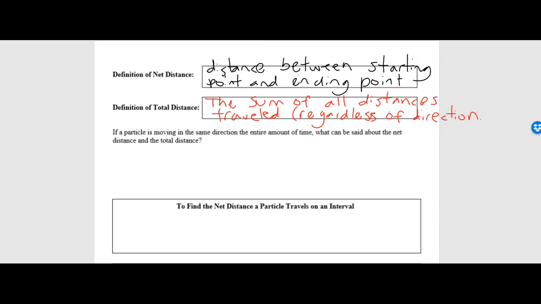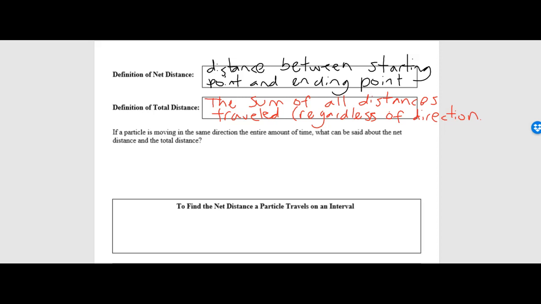All right, so if a particle is moving in the same direction the entire amount of time, what can be said about the net distance and the total distance? Well, we're going to simplify this here. We're not going to say that you can move at different angles. We're either going to say you can move backwards or forwards or left and right, essentially. So let's say somebody is only moving left or right.